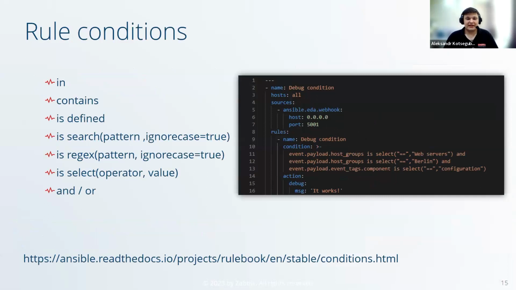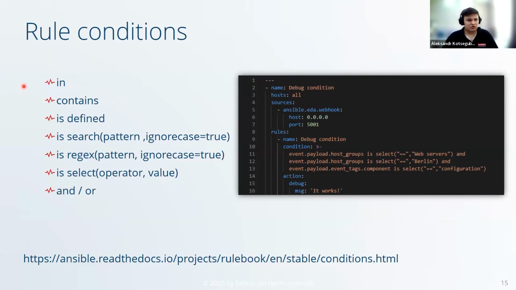And what can we use as a condition in our rulebooks? There are a lot of conditions, and I specified only a small part of the available list, and the full list you can find by the link at the bottom of the slide. And I recommend you check it because this list is constantly updated and you can find more and more available conditions. Also on the website, you can find a lot of usage examples and descriptions of additional parameters for some of these conditions.